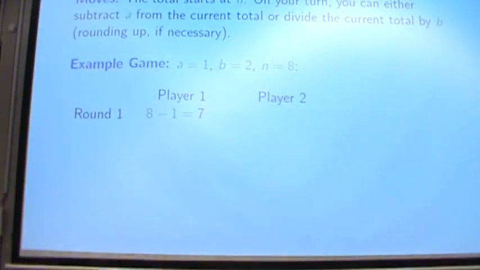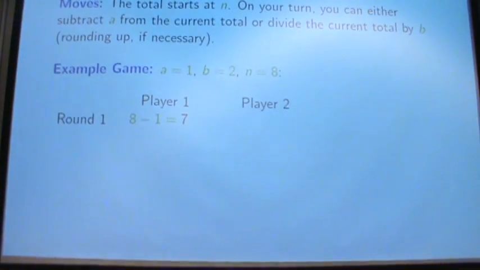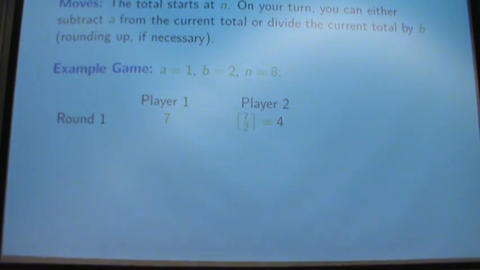So here's an example of a simple game. We start at N equals 8. Player 1 decides to subtract 1 from the total. Player 2 decides to divide by 2. Right? 7 over 2 is 3 and a half. Of course, we have to round up, so the total is now 4.